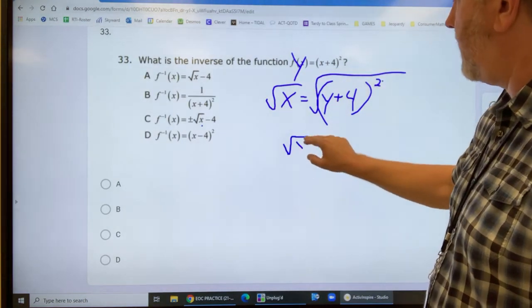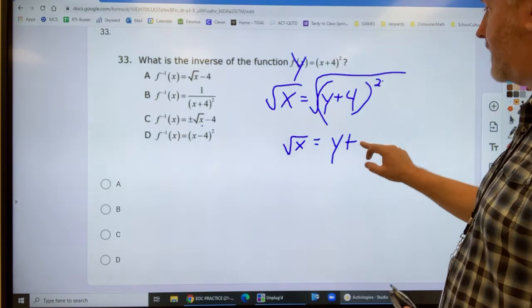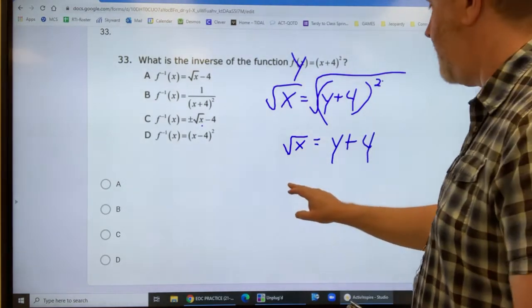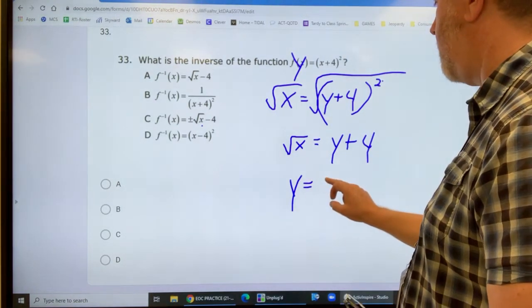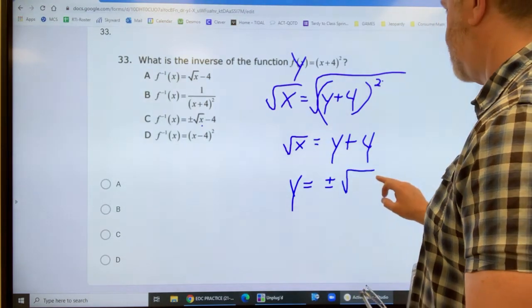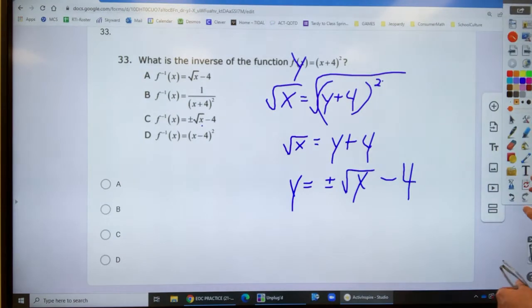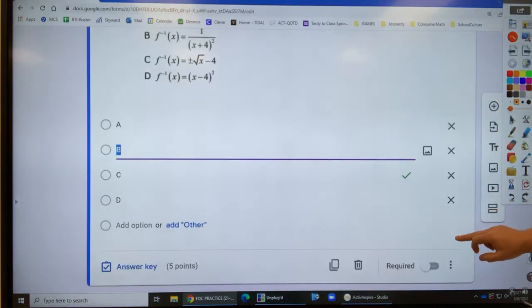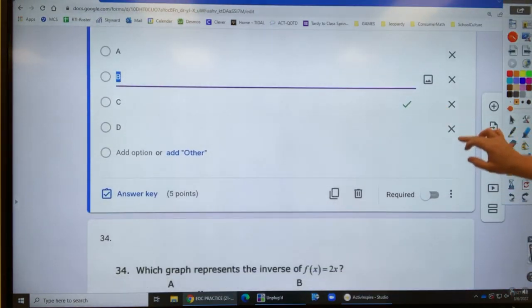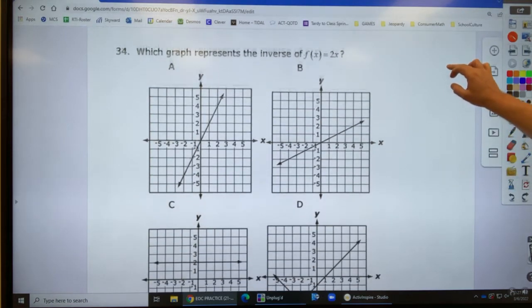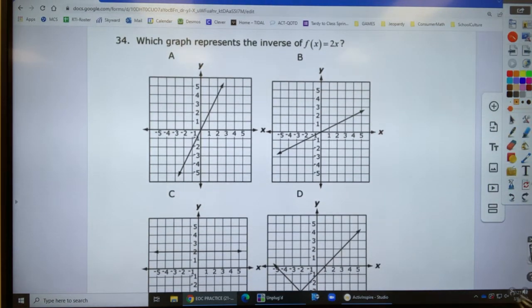Now we have the square root of x equals y plus 4. It's looking a lot simpler. And then, so I'll get it in y equals form, positive or negative square root of x minus 4. I'm going to go with C on that one. There it is, C. All right, which graph represents the inverse?